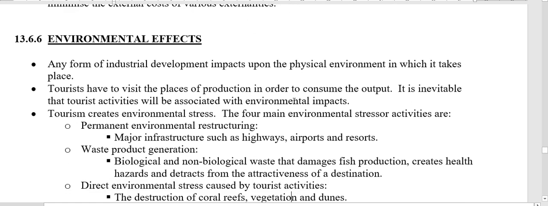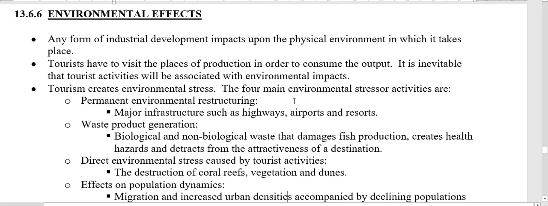Okay, the last thing for this lesson is we're going to look at the environmental effects. Most of this I have mentioned already. So what impact does tourism have on the environment? All right.